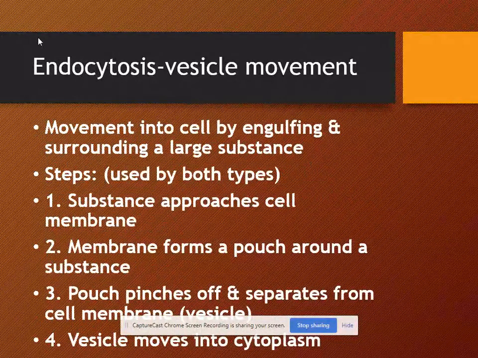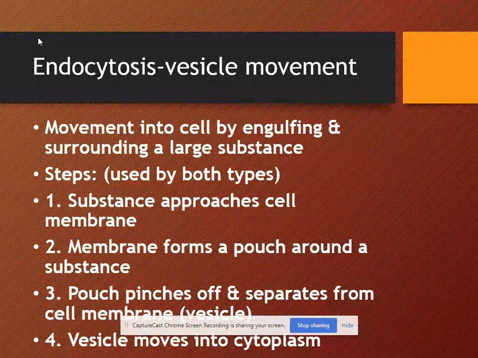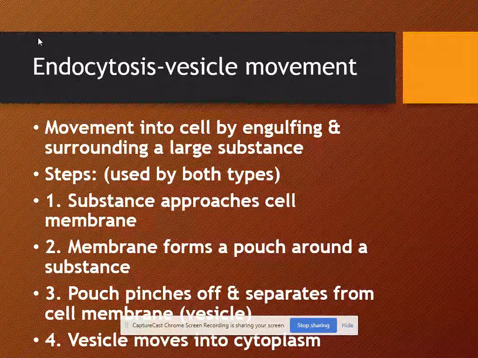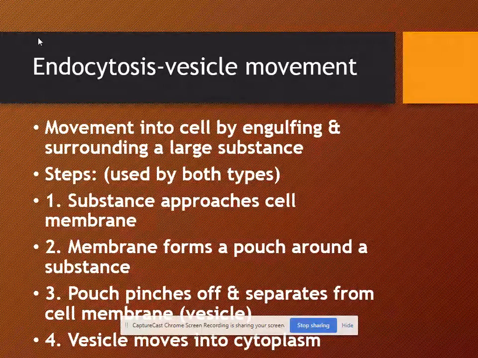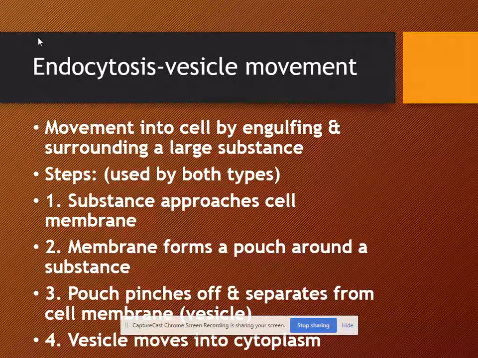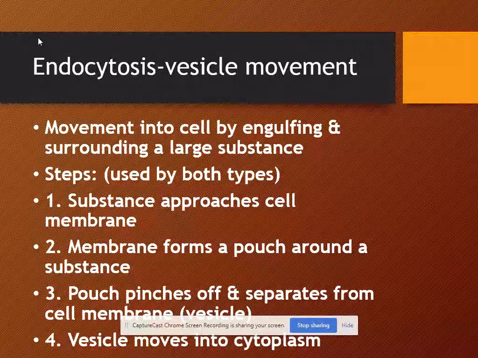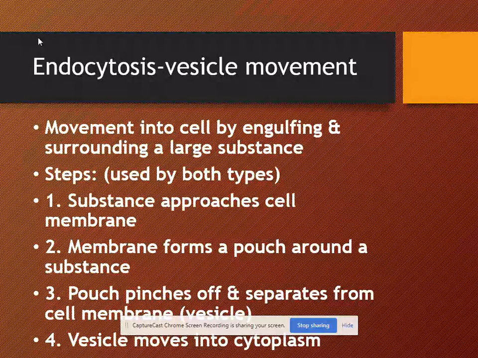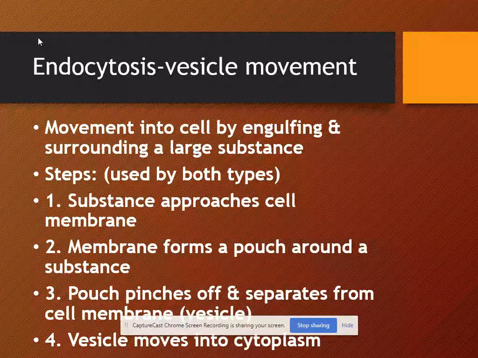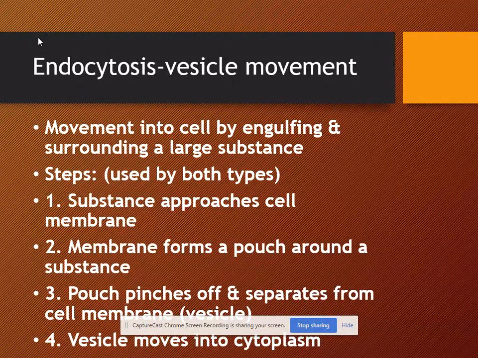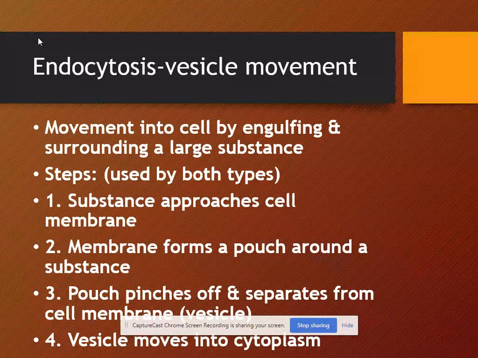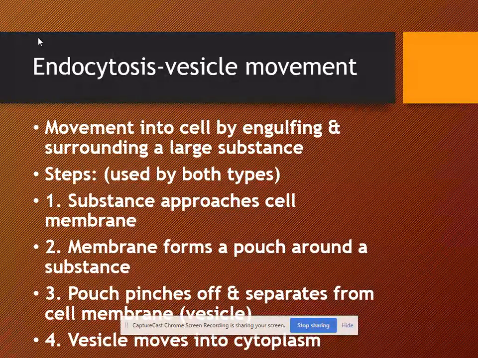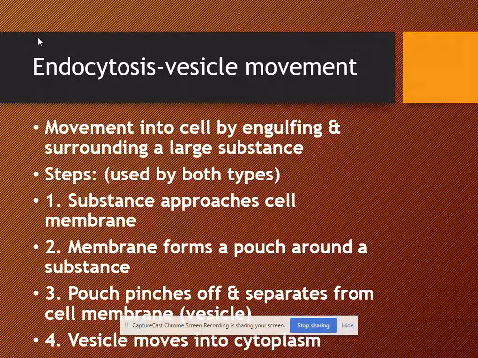So the very first one is endocytosis. Remember that the prefix endo means in. So this is vesicle movement into the cell, by engulfing and surrounding a large substance. And there are a variety of different steps with this, and both types of endocytosis use these steps. First of all, the substance approaches the cell membrane. The next step is that the membrane will form a pouch around the substance. The third step is the pouch pinches off and it separates from the cell membrane. And at that point, we get that vesicle.